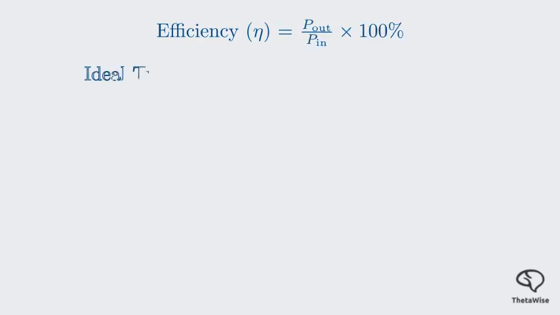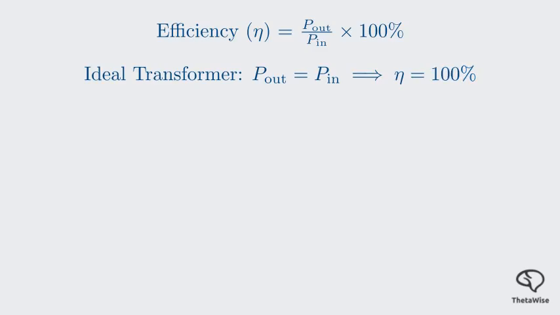First, let's address the big question. Why are transformers so efficient? In our study of ideal transformers, we learned that the power output equals the power input. In other words, an ideal transformer has 0 losses and 100% efficiency. The formula for efficiency, eta, is simply the output power divided by the input power, expressed as a percentage. For an ideal transformer, with 0 losses, the output power is equal to the input power, resulting in a perfect 100% efficiency. Of course, in the real world, no machine is perfect.